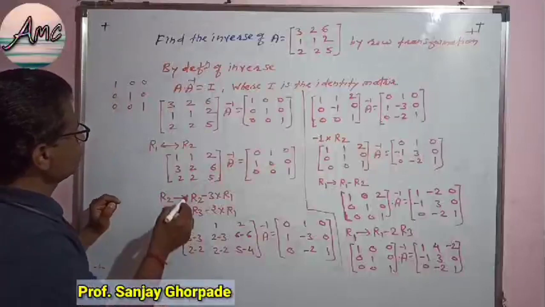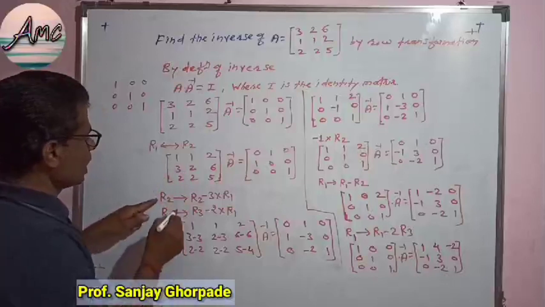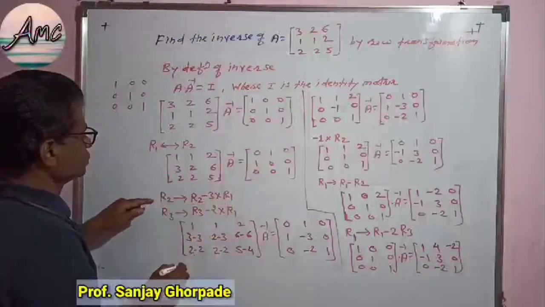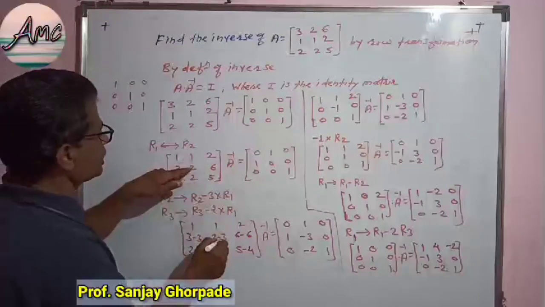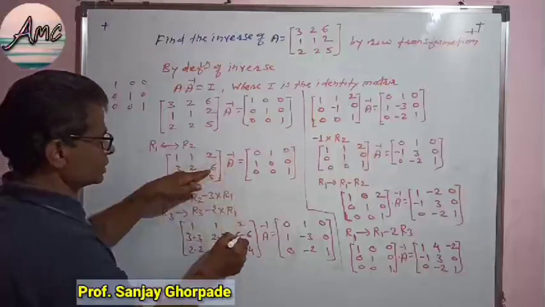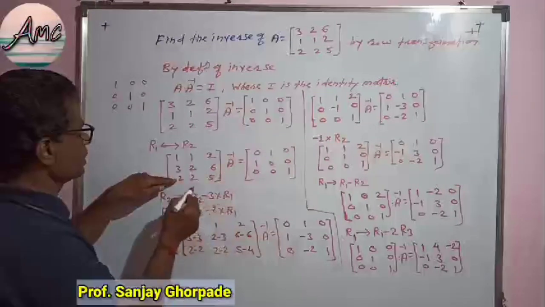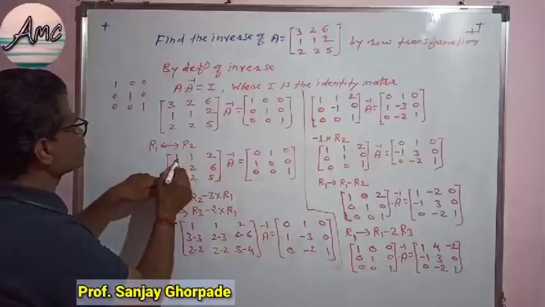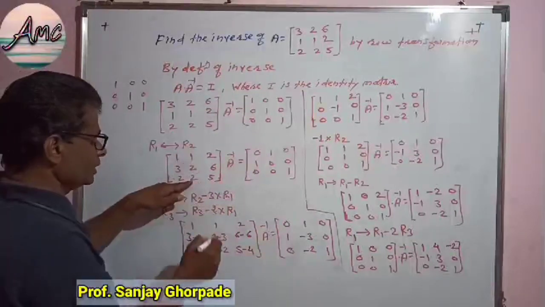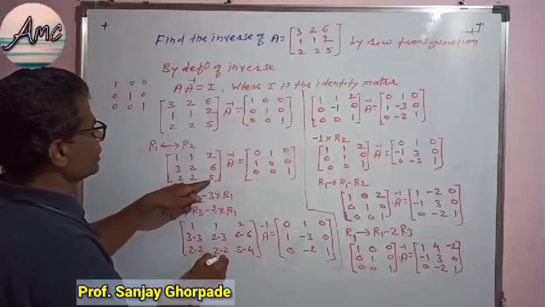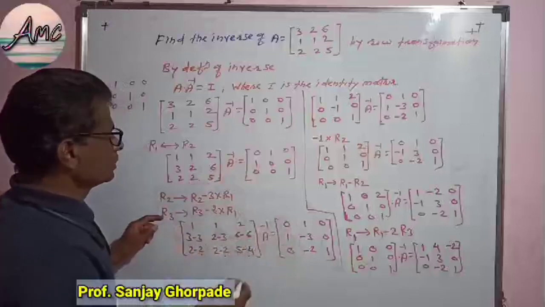Now by using this element 1, we have to make these two elements 0. So R2 tends to R2 minus 3 times R1. So 3 minus 3, then 2 minus 3, then 6 minus 3 into 2 is 6, so 6 minus 6. Take the next row, R3 tends to R3 minus 2 times R1. So 2 minus 2 into 1, 2 minus 2 into 1, then 5 minus 2 into 2, that is 5 minus 4.